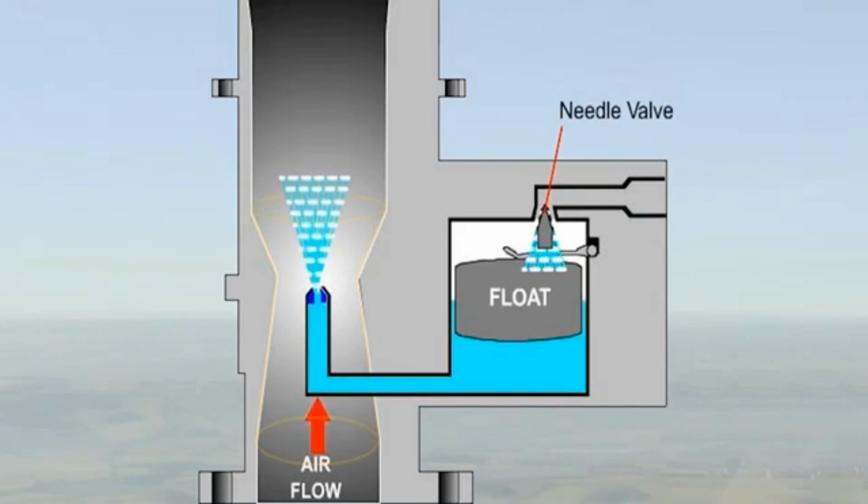Engine suction provides a flow of air from the air intake through the Venturi in the carburetor to the induction manifold. This air speeds up as it passes through the Venturi, and a drop in pressure occurs at this point.